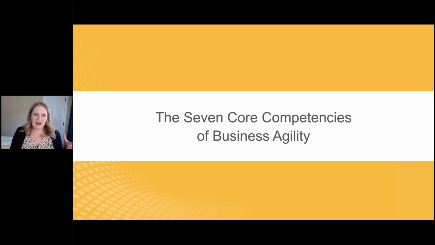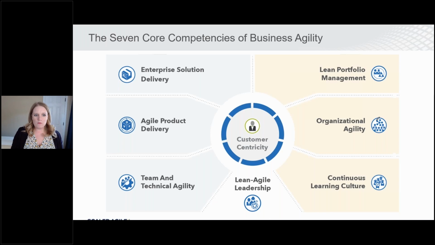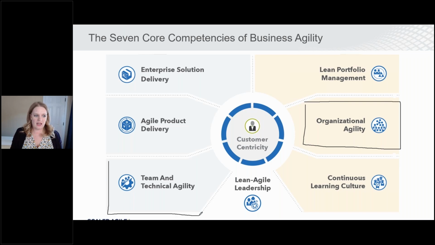We'll start by looking at the Scaled Agile framework, which is one framework for scaling Agile and achieving business agility, one of the most popular, if not the most popular framework to do so. There are 7 core competencies associated with this. And what we'll be looking at in this webinar is organizational agility and team and technical agility. You'll see that these are 2 competencies out of these 7 to achieve business agility. So agility across our organizations. So let's take a look at this now.